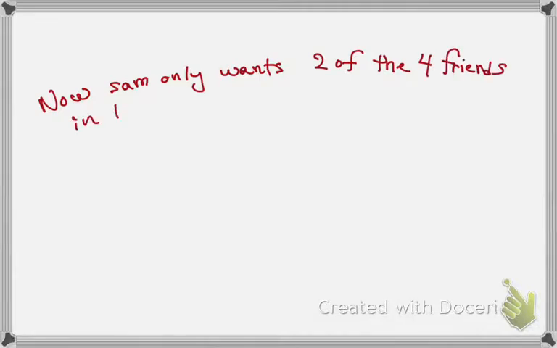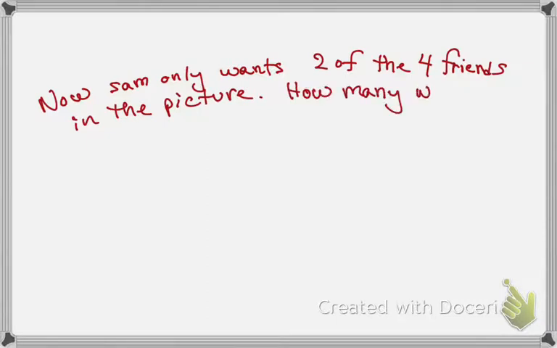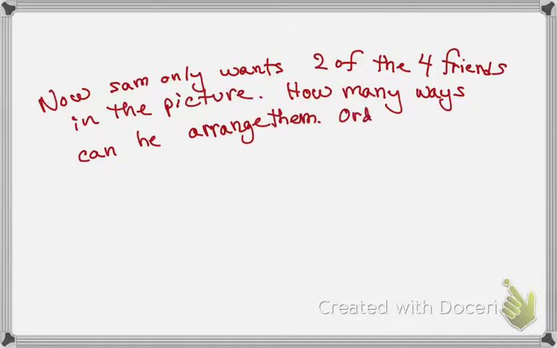All right, so now Sam only wants 2 friends in the picture. How does this change our story? It's easiest to do the event boxes and permutations, but we can also use the formula. So let's try it both ways.